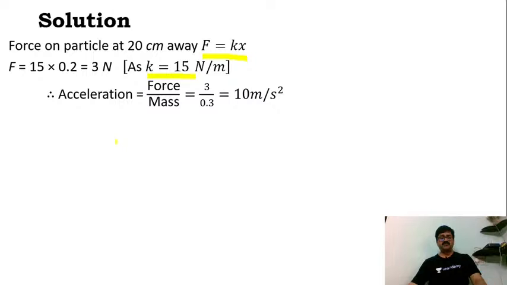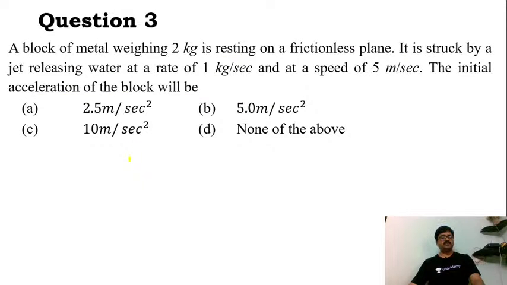So this is the answer that we are looking for. After that, we should find finally what? Acceleration, right? So acceleration is equal to force by mass, and force we have calculated as 3. So 3 divided by 0.3, that should give me 10 meter per second square. This is the value of acceleration and this is the required value. Now let us move on to the third question.